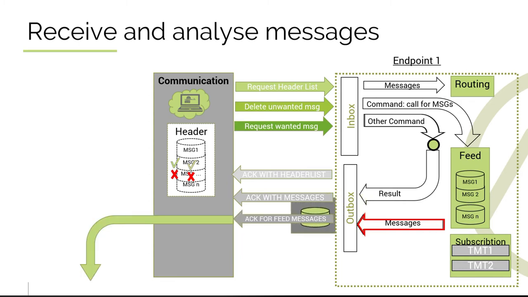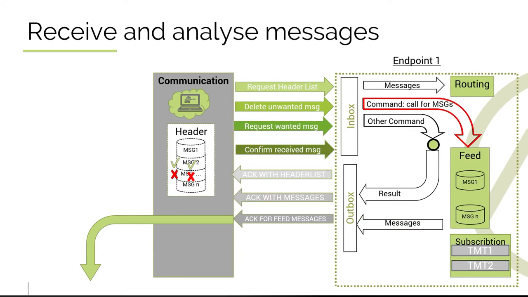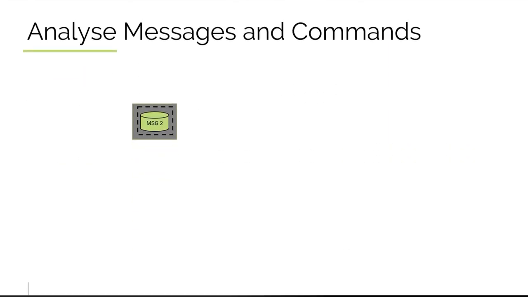Now, if you receive your message through the outbox, it will be packaged in a full command, and we're gonna take a look at this on the next slide. But let's just go on with our communication here. After we received our message, we have to confirm this message. The confirmation goes to the feed, and as you can see, when sending the confirmation, our message number 2 disappears. And the last message we receive is an ACK with messages that includes a message with message IDs that could be confirmed. And now we can go on and try to analyze our message that we just received.